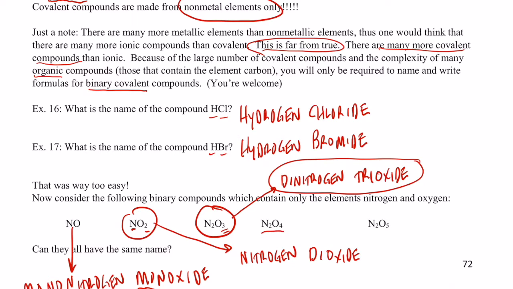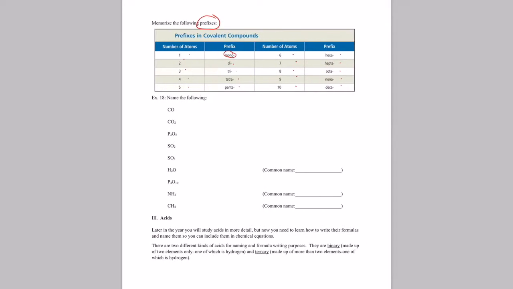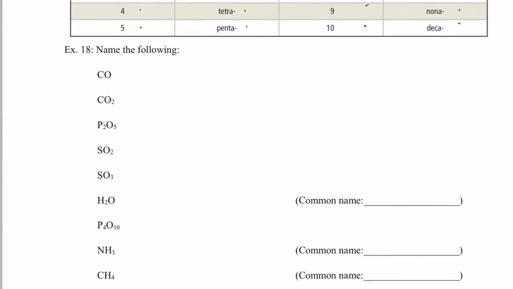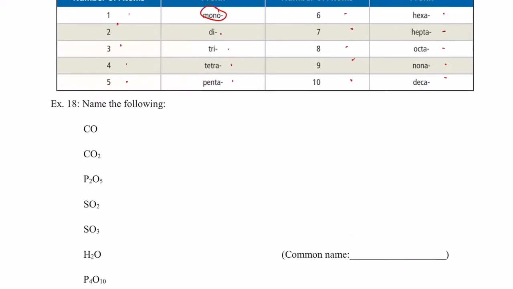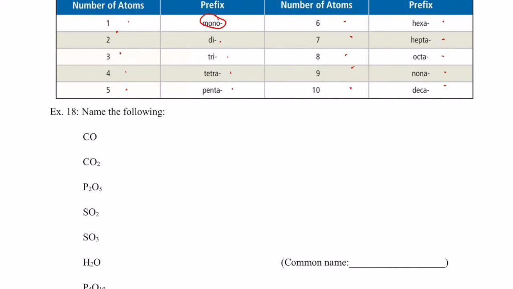The fourth one would be dinitrogen tetraoxide, and the fifth one would be dinitrogen pentaoxide. And that's all we do to name binary covalent compounds. So why don't you try a couple? Why don't you try to name all of these covalent compounds in example 18 by using the prefixes up above. So go ahead and pause the video. Do your best. If you make a mistake, don't worry, you can fix it in just a minute. Do your best and then come back to the video, press play, and see how you did. Okay? See you in a second.